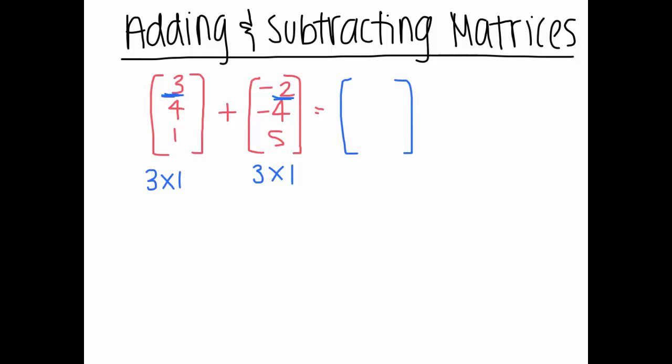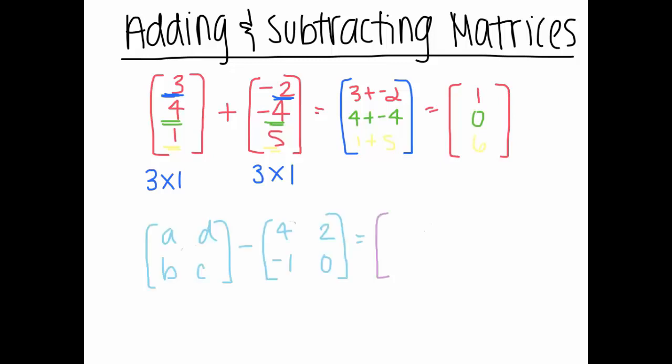And we're going to say, okay, so that's going to be 3 plus -2 here in my first element. That's going to give me 1. The next row, I've got a 4 and a -4. So I'm going to add those together. That's going to give me 0. And in the last row, we have 1 and 5. That's going to give me 6.